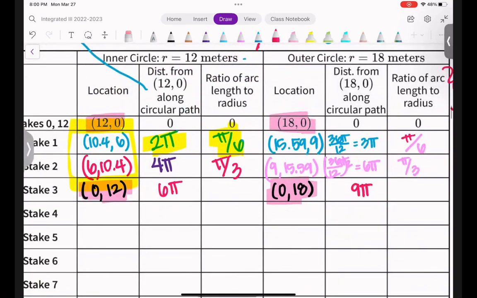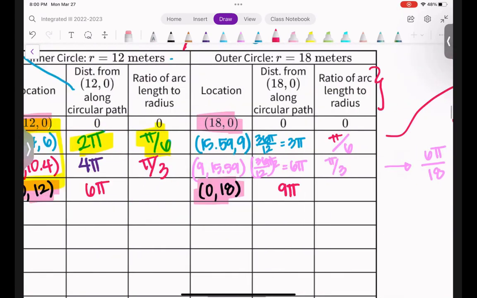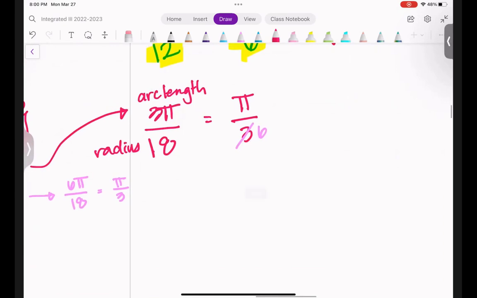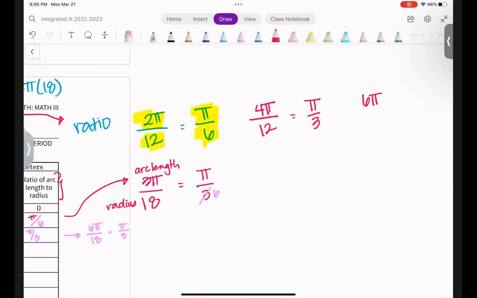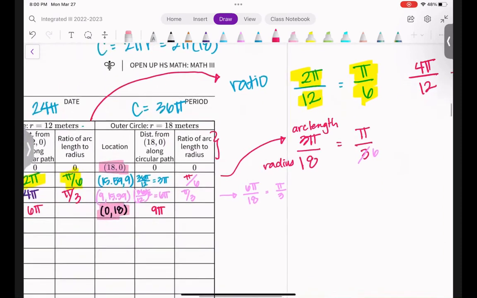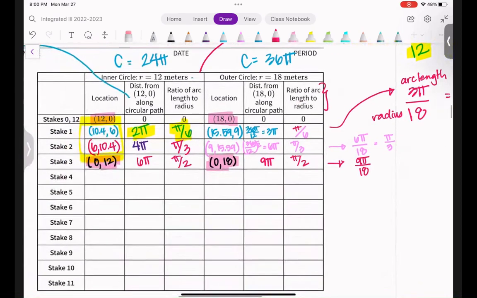To figure out the arc length over radius, I'm just going to continue on. So this is 6 pi. So I'm going over here. So I go 6 pi over 12, which is pi over 2. So this is pi over 2. And same thing goes here. This is going to be 9 pi over 18, which would be pi over 2. Oh man, Miss Johnson, those numbers match. Exactly. Okay, so I'm going to show you one flip-flopping, and I just want you to figure out the rest of them.